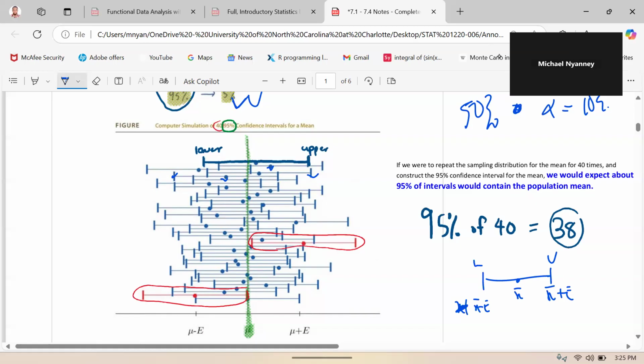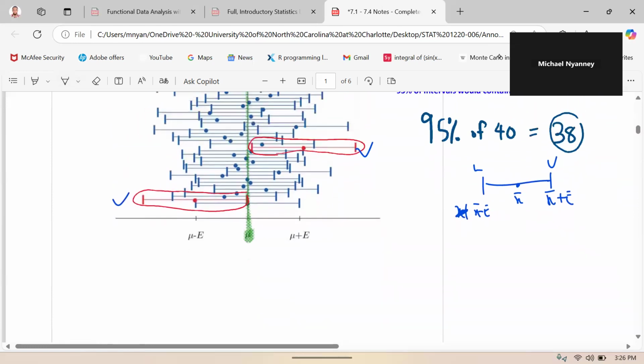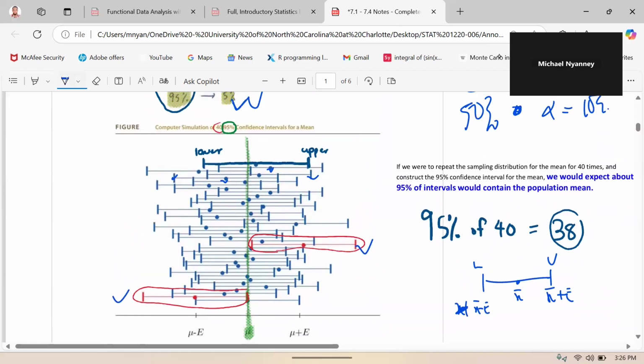So that is what this diagram represents. If you create 40 intervals, multiply 95% by 40, and it tells you the number of intervals that will contain our population parameter mu, and the rest won't contain it. The rest are the ones circled in red, and the blue ones are the right ones. There is an interpretation here as well. You can check it out.